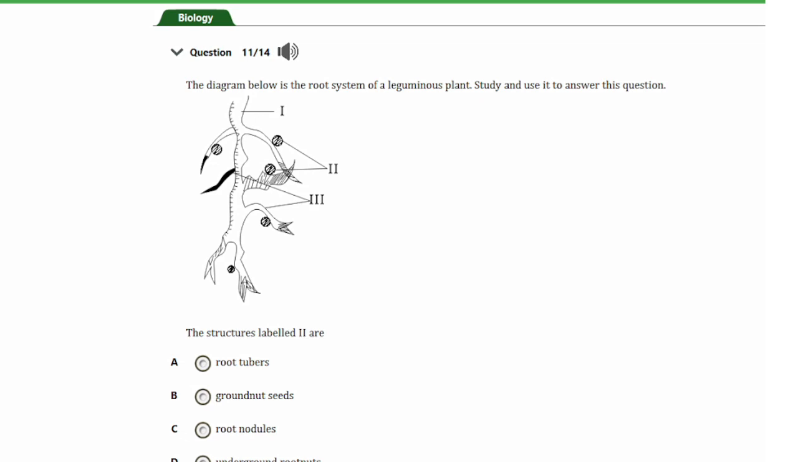That's question number 11. Here we have a diagram, and we are to use the diagram to answer this question. And it says here that the diagram is the roots of a leguminous plant. So the question here actually says the structures labeled II are A, root tubers, B, groundnut seeds, C, root nodules, and D, underground root nuts. So guys, this plant being a leguminous plant, these structures are actually root nodules. So the answer to this question is option C.